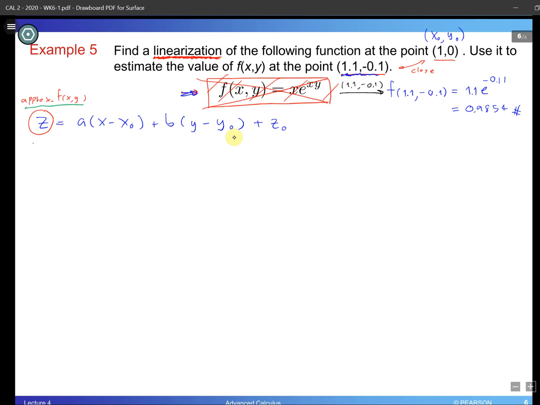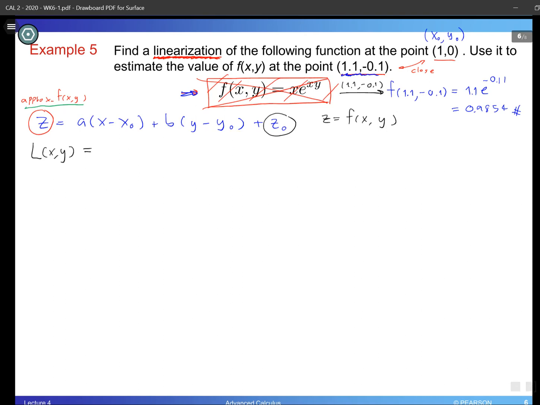Linearization L at x and y. Okay, and now let's do something on the right-hand side of this equation. I am going to take a look at this one first. First of all, I know that in this case, in the previous example, z is a function of x and y, right? And we can add 0 to here.